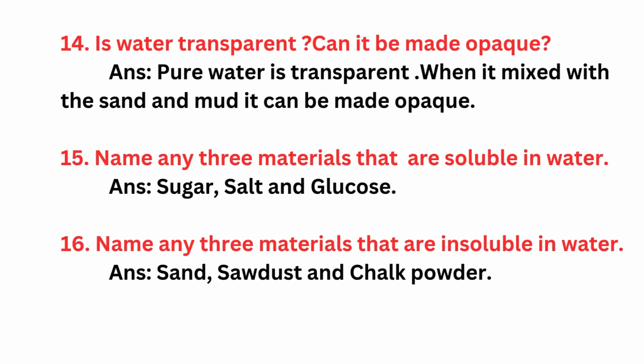Question number 14, is water transparent? Can it be made opaque? Answer: pure water is transparent. When it is mixed with sand and mud, it can be made opaque. Question number 15, name any three materials that are soluble in water. Answer: sugar, salt and glucose. Question 16, name any three materials that are insoluble in water. Answer: sand, sawdust and chalk powder.